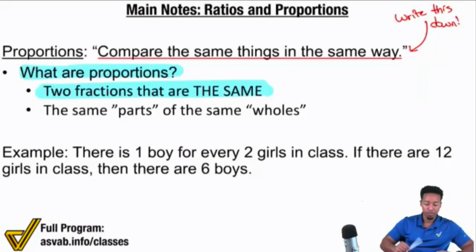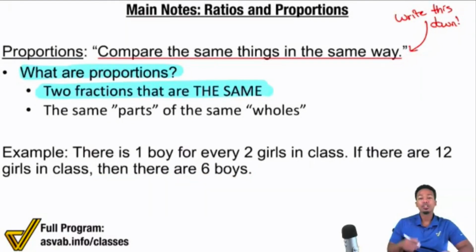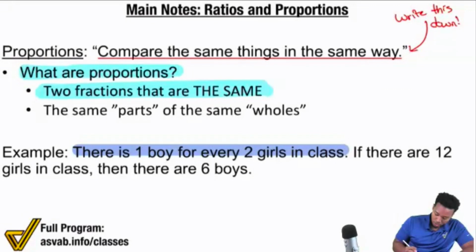So here's an example. Let's go ahead and say we're talking about this example right here. Let's say we have 1 boy for every 2 girls in class. And so if there are 12 girls in class, then there are 6 boys. So here's what this kind of looks like. If we look at this first part here, let me go ahead and just grab dark blue. Right there. So there is 1 boy for every 2 girls. If we go ahead and write this out, we have 1 over 2. 1 boy, 2 girls.